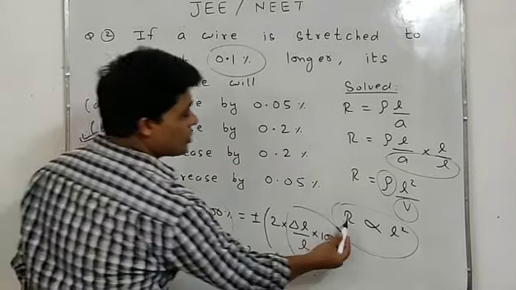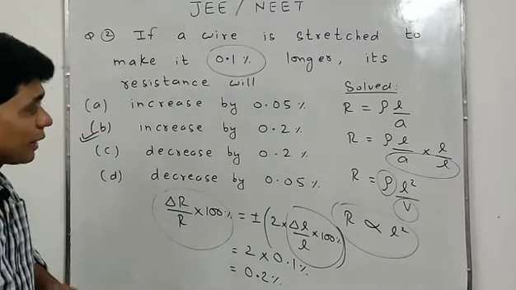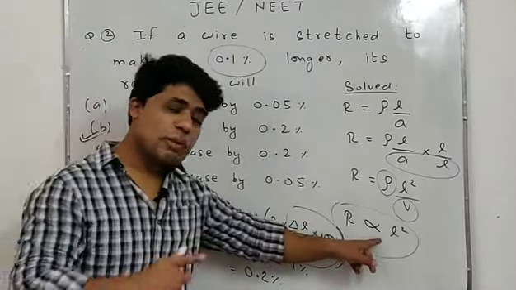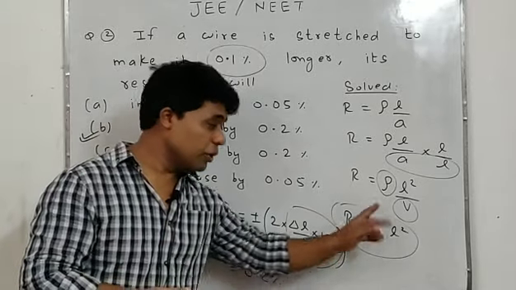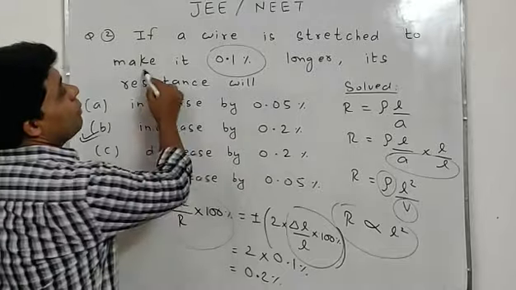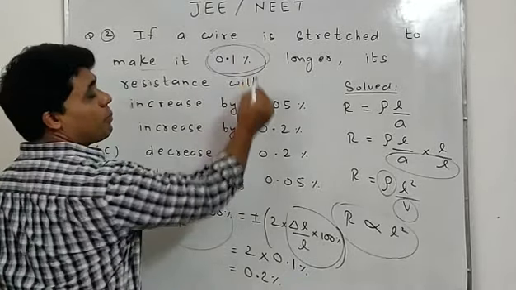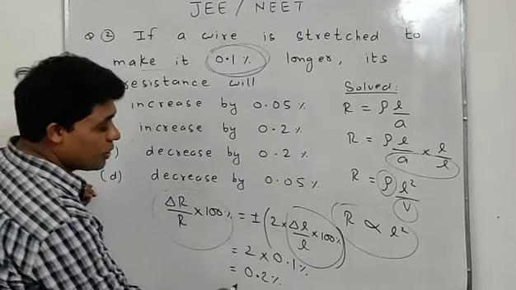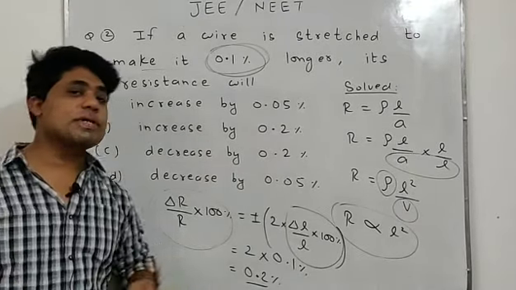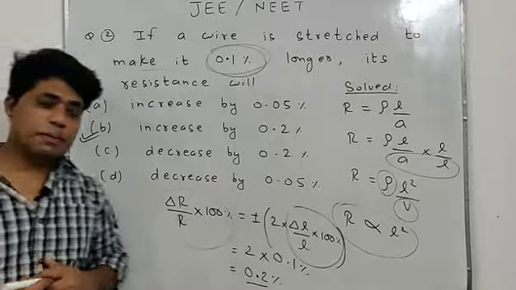Why? Because resistance is directly proportional to the square of the length in the case of stretching the wire. So proportional means what? On increasing one factor, the other factor will also increase. So when we stretch the length by 0.1%, resistance becomes 0.2%. So increase by 0.2%, B is the correct option. Understood, students?